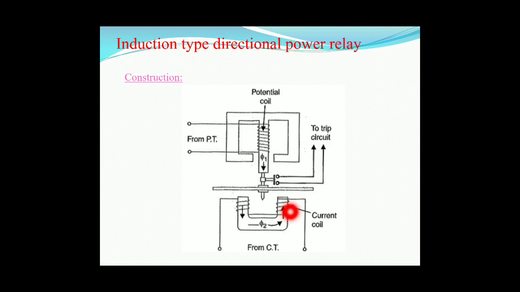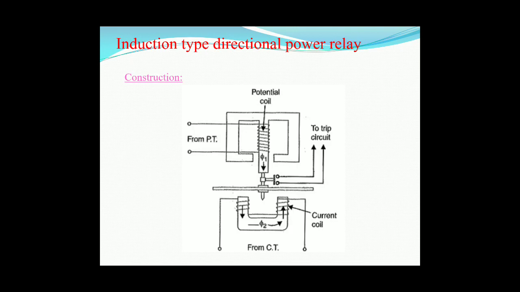Next, the current coil is provided with a number of tappings. These are the tappings to the plug setting multiplier, which is not shown in the figure. By using this multiplier, we obtain the desired current settings. The restraining torque is provided by the spiral spring.